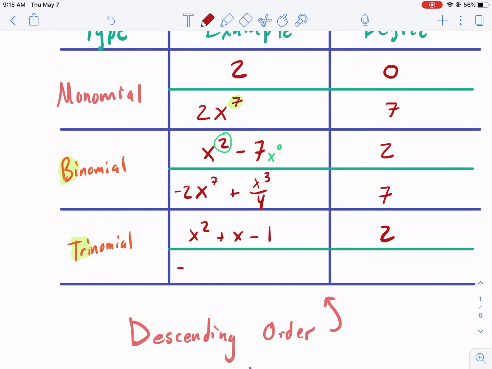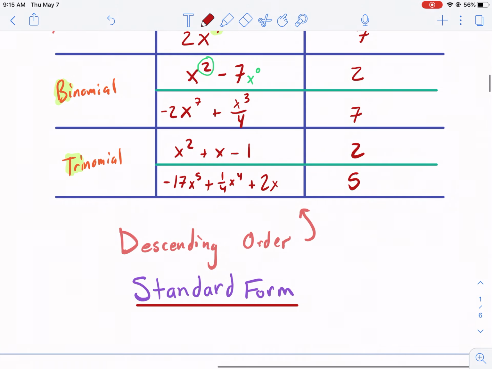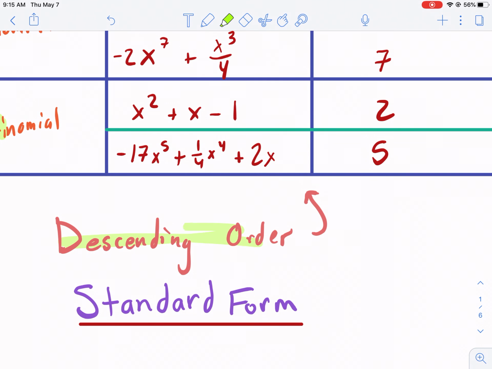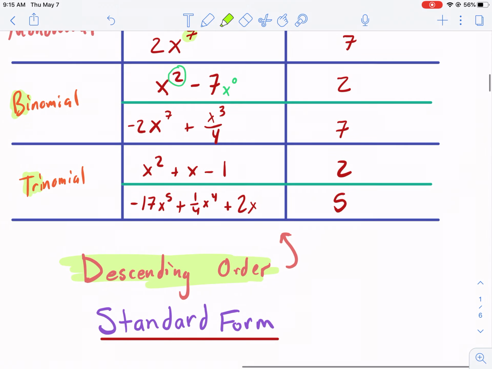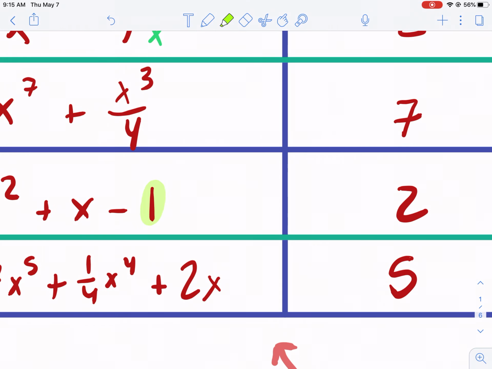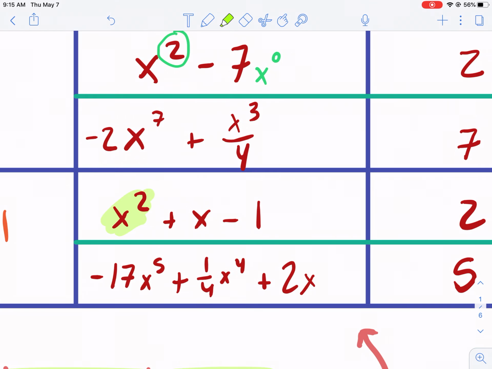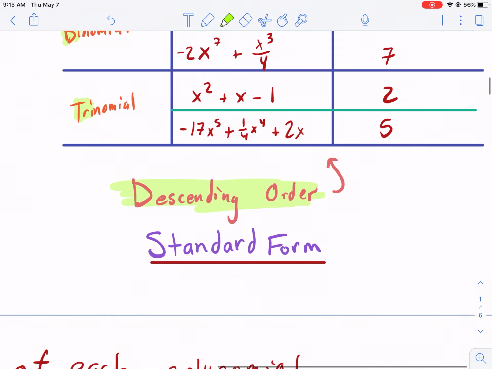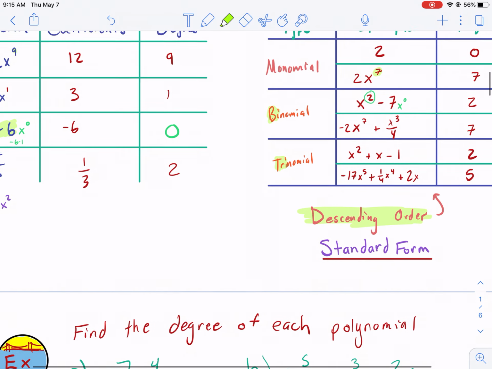We could have negative 17x to the 5th plus 1/4 x to the 4th plus, obviously I'm just coming up with these on the spot, plus 2x. So this would be a 5th degree because that's the highest power. Now, you generally want to write them in descending order. So you want to put your highest powers on the left and your lowest powers on the right. So that generally means the constants are going to be all the way to the right and your highest powers are going to be all the way to the left. That's called standard form. So make sure you write your answers in standard form.